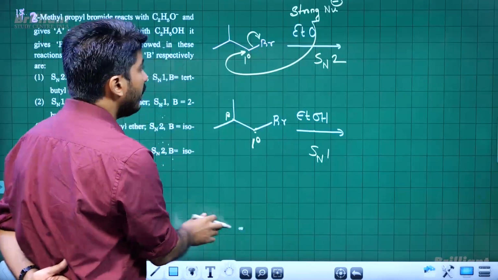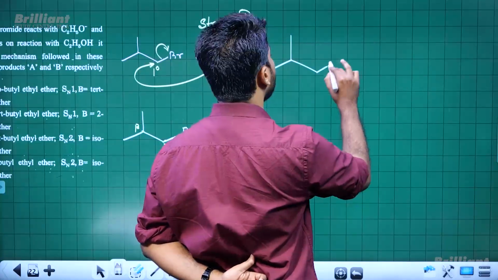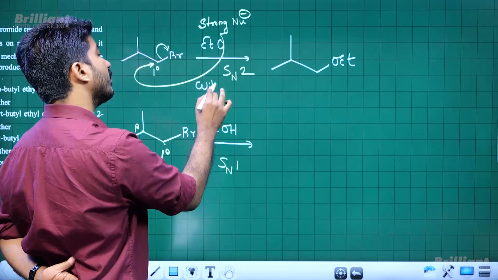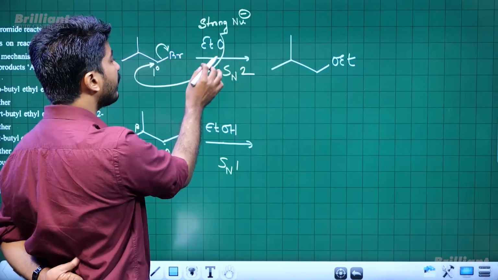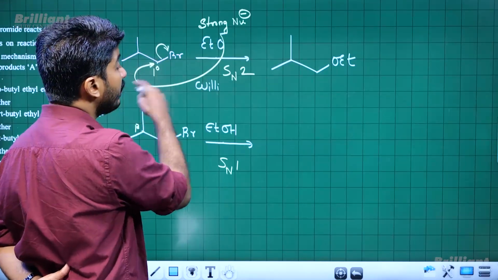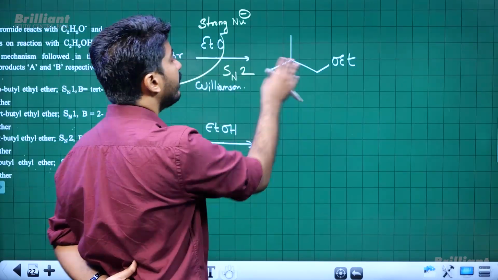Okay, so in the first case, we'll get an ether like this. This is a Williamson ether synthesis. Remember, the alkoxide reacts with alkyl halide in SN2 fashion, that is called Williamson synthesis. Okay, we get that ether.